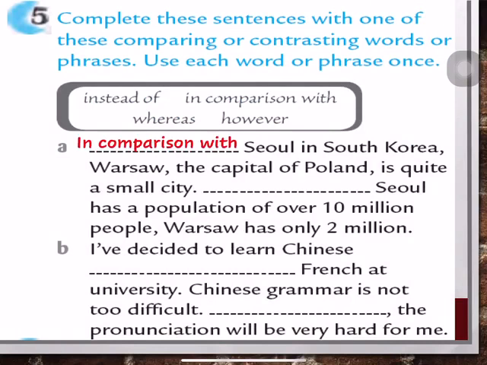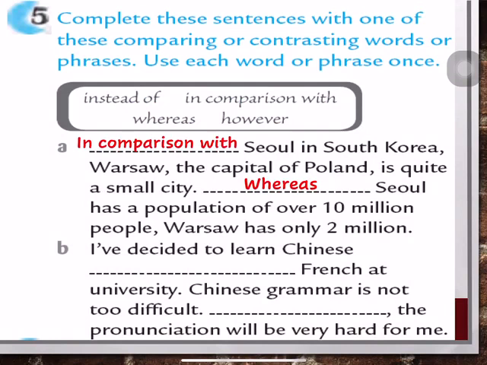In comparison with Seoul in South Korea, Warsaw, the capital of Poland, is quite a small city. And whereas Seoul has a population of over 10 million people, Warsaw has only 2 million.